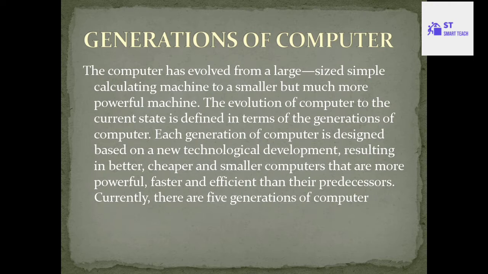So in total there are five generations. Those are first generation, second generation, third generation, fourth generation and fifth generation. Each generation of computer is designed based on new technological development, resulting in better, cheaper and smaller computers that are more powerful, faster and more efficient than their predecessors. So let's see one by one.